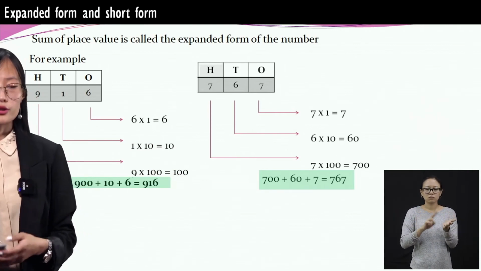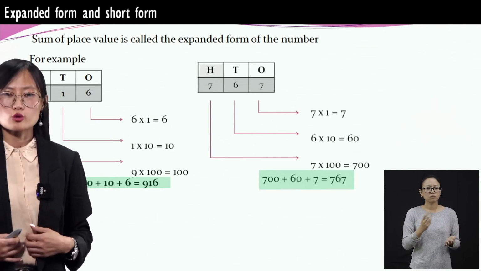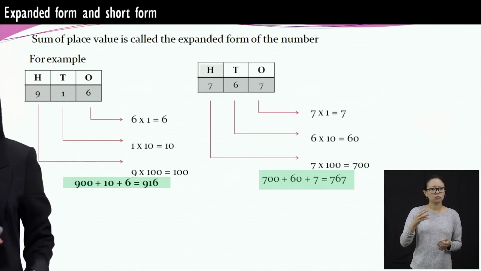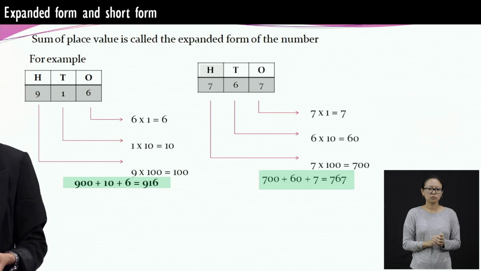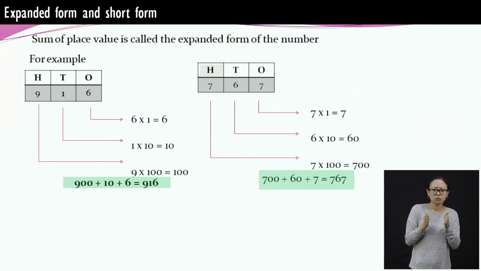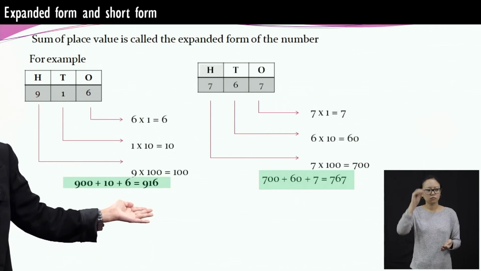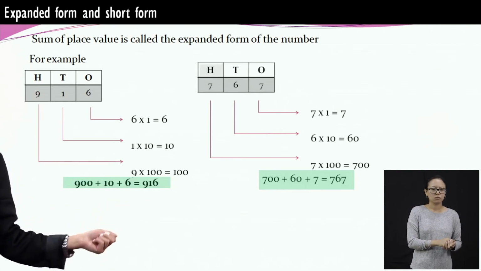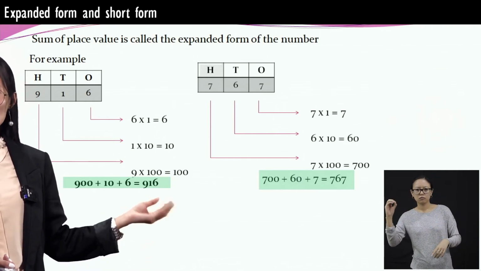Now talking about the expanded form, let's come to short form. So how do you write short form? Short form is much simpler and easier than the expanded form. As you can see here, 900 plus 10 plus 6. So how do you write this in short form? You can see that 916 is already in short form.